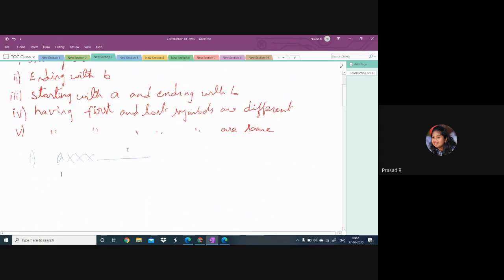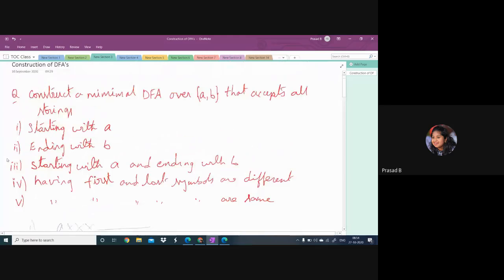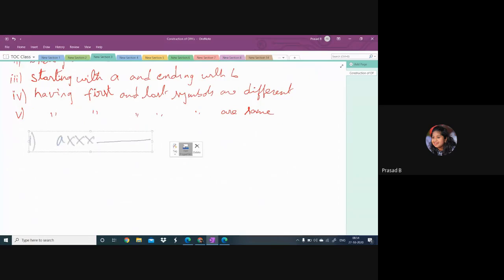Okay. First question I'll complete. Starting with A. What is the question? Consider a minimal DFA over the set A comma B that accepts all strings starting with A. Means the first symbol must be A. After that, it can be anything. So here, what is the smallest string? The smallest string is single A. So you accept single A. So for that, we need initial, and from initial we'll go to final on A.